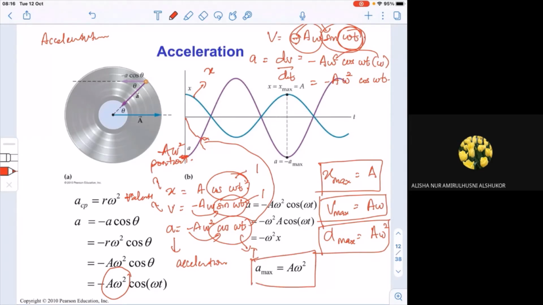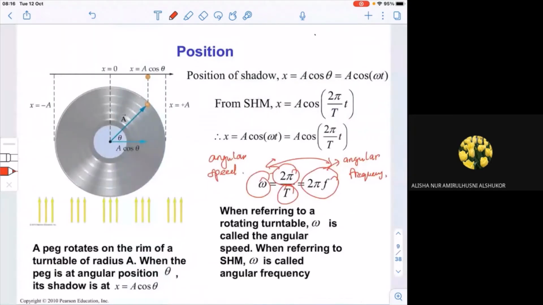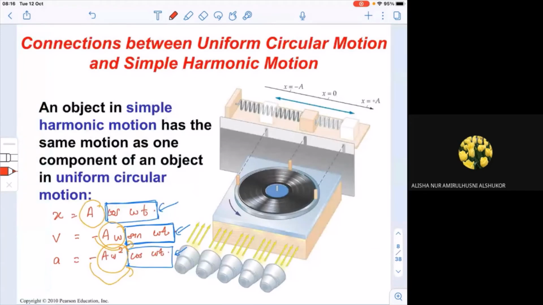Again, I would like to remind you that everything that belongs to this blue box is in radian mode. So the maximum for the radian mode is 1. Everything becomes 1, and this one also becomes 1 at the maximum value. At the maximum value, everything inside the blue box is considered to be 1. So what's left is just A, A omega, and also A omega squared.